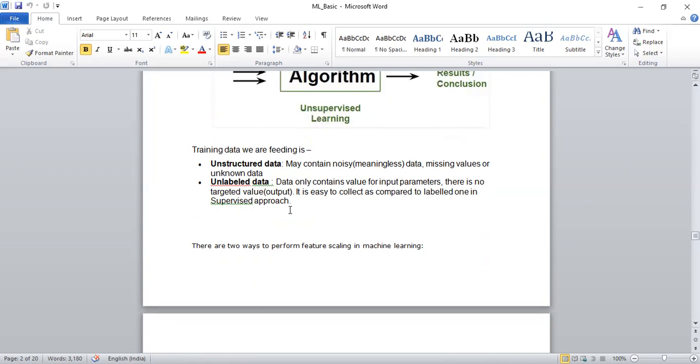The training data we are feeding is unstructured data. It may contain noisy, meaningless data, missing values or unknown data. Unlabeled data only contains values for input parameters. There is no targeted value. It is easy to collect as compared to labeled data in the supervised approach.